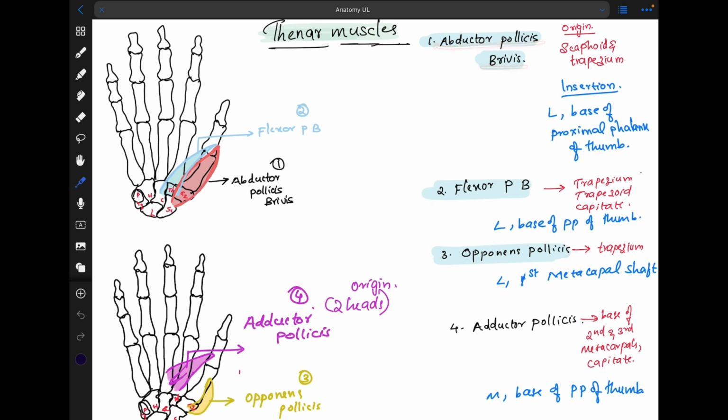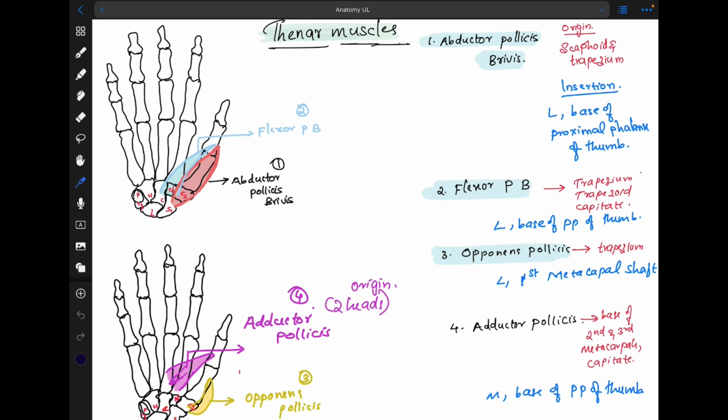The origin of abductor pollicis brevis is from the scaphoid and trapezium. In the figure, this red one is the abductor pollicis brevis. Where does it get inserted? All the origins I have written in red color, and all the insertions I have written in blue color. It is the lateral aspect of the base of the proximal phalanx of the thumb. This is the lateral aspect, and this is the proximal phalanx.